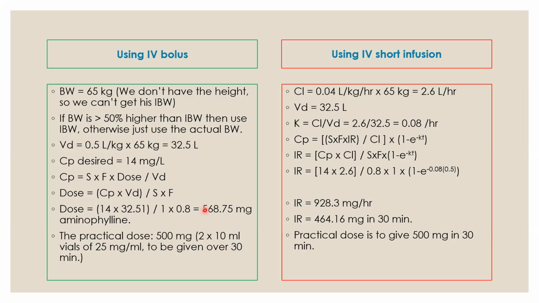But because population data like VD and all this are not the patient's own data, it is just an estimation. So you can either use 575 or whatever, but clinically more practical is 500, because then you can use two vials only, to be given over 30 minutes.